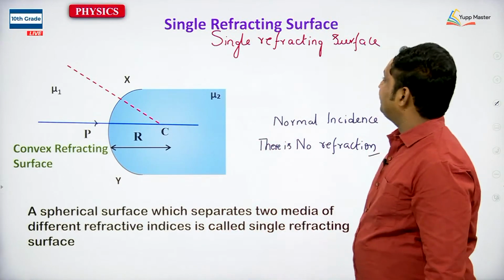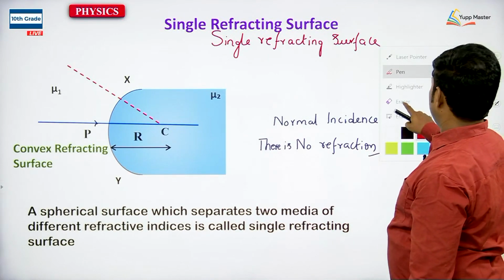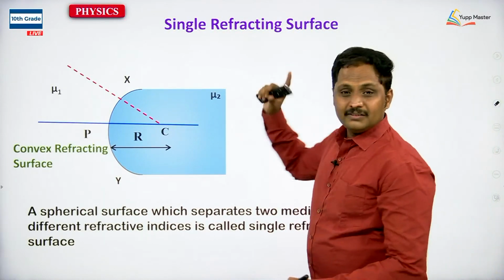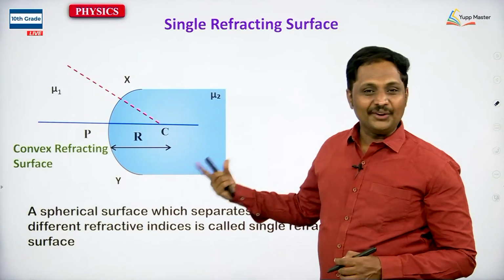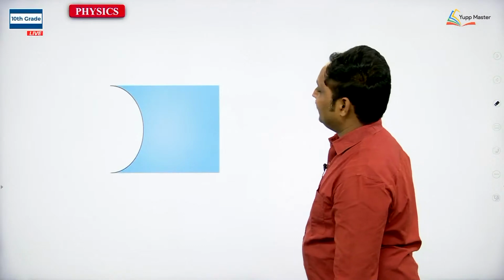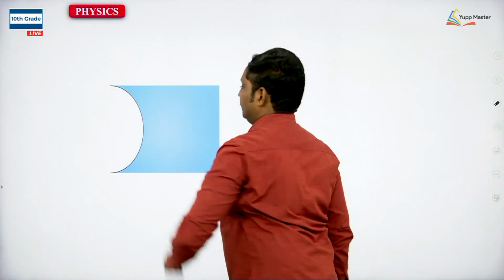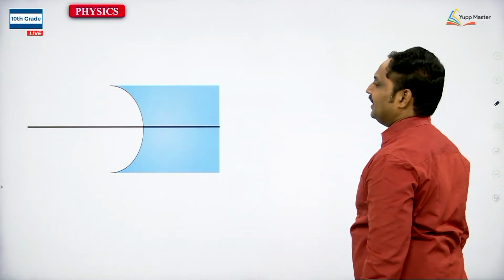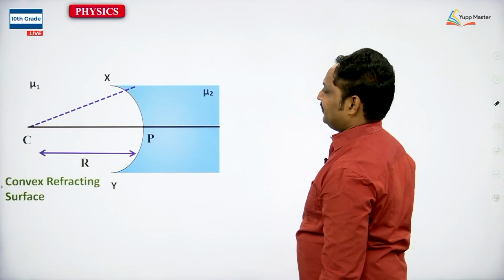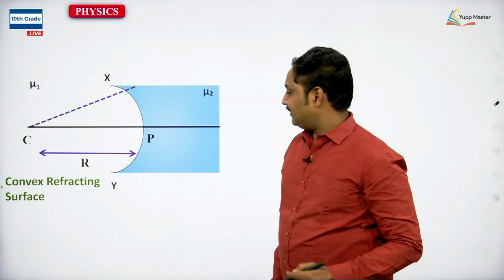Next we can go for this one, this is a single refracting surface. This is known as a single refracting surface of convex type. You can take concave also, no issue at all, you can see the concave, where the depressed part is here, it is very clear. Whenever the light ray is incident, we have to take this point. This is the convex refracting surface.